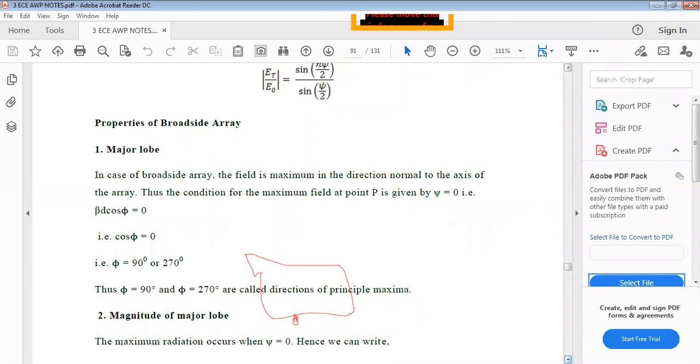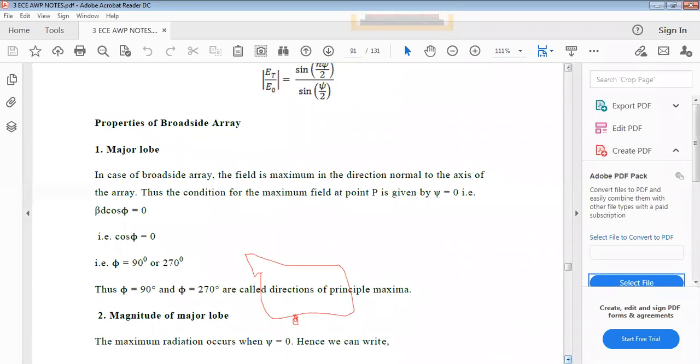There is a major lobe here. See here, in case of broadside array, the field is maximum in the direction normal to the axis of the array. The condition for the maximum field at a point is given by psi equal to 0, and there is no phase difference. Why? Because all these sources are excited equally. That's why beta d cos phi equals 0.